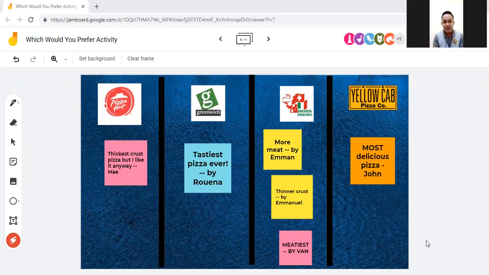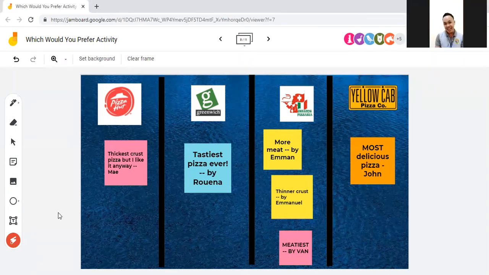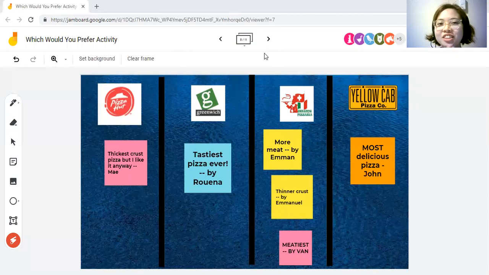More meat. Oh, it has more meat. Okay. What else? So if it has more meat, then it might be the meatiest, right? Could it be? Okay. So what about the next? Can you still spot another adjective that we use? Most delicious, sir. Most delicious.